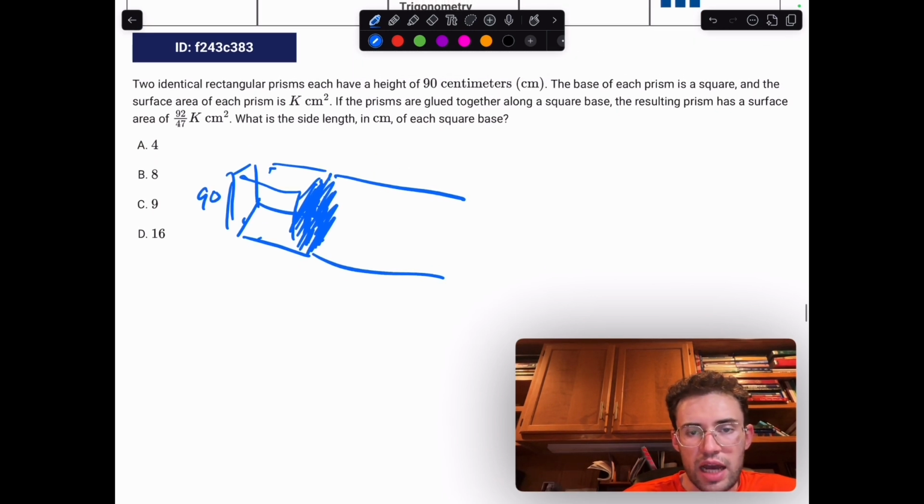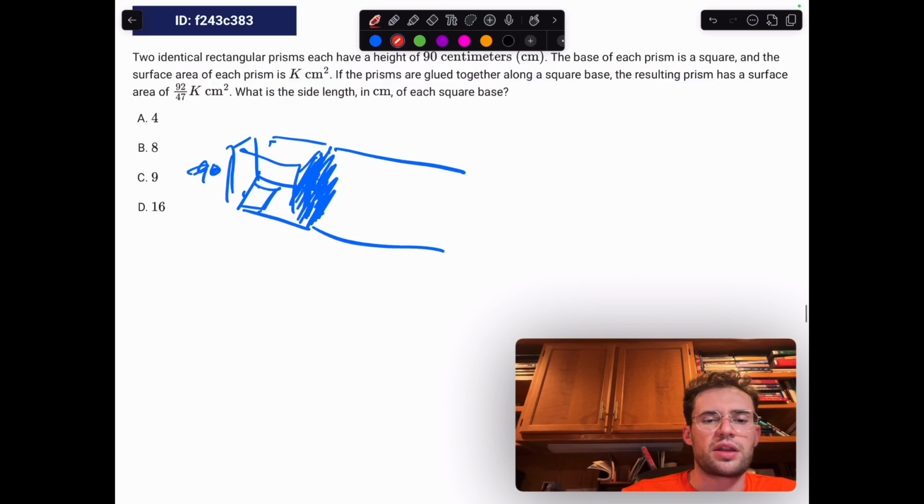So what is the side length in centimeters of each square base? 90 is the height. The square base, they're talking about like the bottom part, so not the 90 part. Originally, if it's a square base, then the original surface area is equal to, right, 2 of those square bases. So you have one on the top and one on the bottom. 2 times, let's call it x squared.